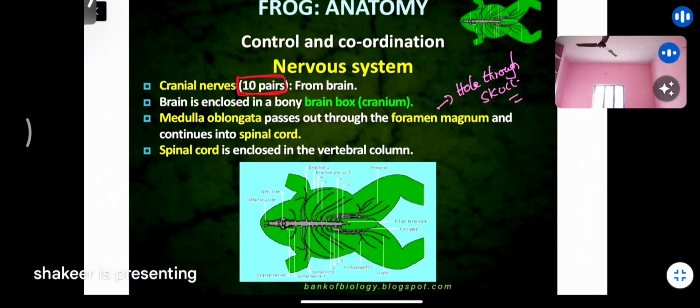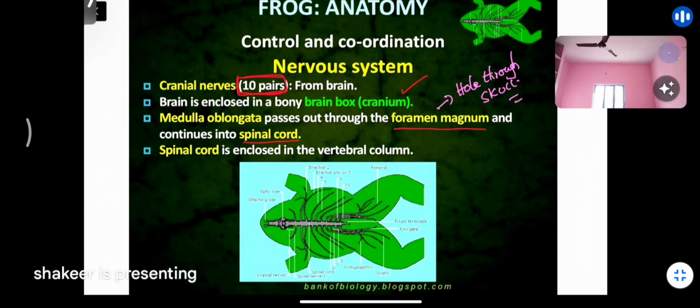The brain is enclosed in a bony brain box which is called the cranium. So the box in which the brain is present is called the cranium. The medulla oblongata passes out through the foramen magnum and continues into the spinal cord. So medulla oblongata continues as spinal cord through a small hole.